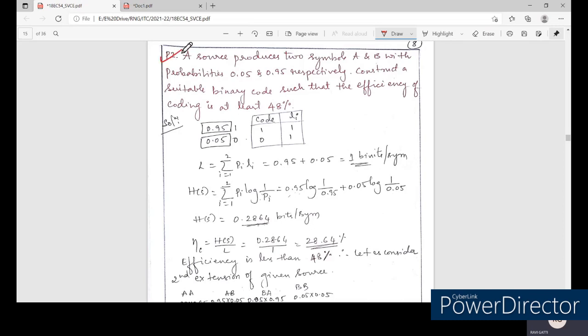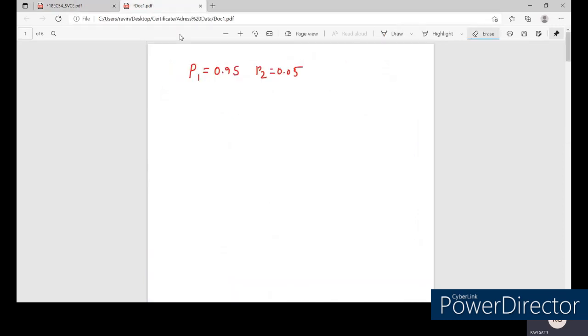What they have given you: a source produces two symbols A and B with the probability values 0.05 and 0.95 respectively. Construct a suitable binary code such that the efficiency of the code is at least 48%. They have asked you, means what? You need to create a code vector which has an efficiency of at least 48%. We need to find it out. So let us try to solve this by using the Shannon-Fano encoding algorithm.